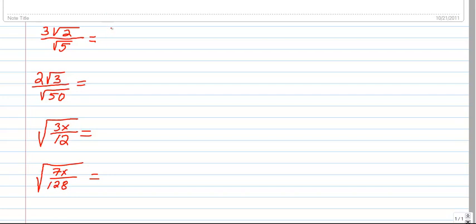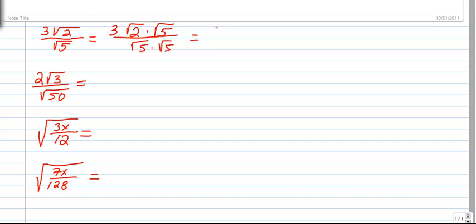In this first video, we will rationalize the denominators that contain just one term. And we know the procedure. In order to rationalize the denominator that contains just one term, we need to multiply both the numerator and the denominator by these radicals. So we're multiplying both the numerator and the denominator by radical 5.